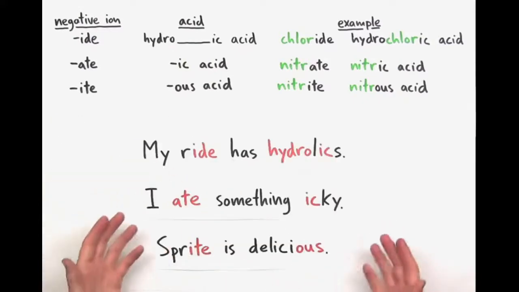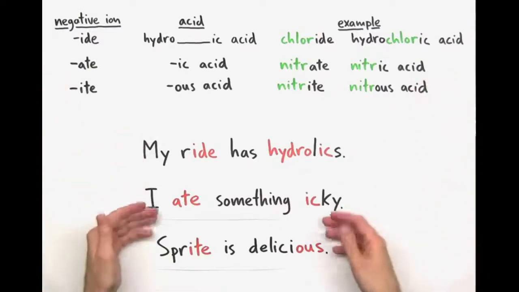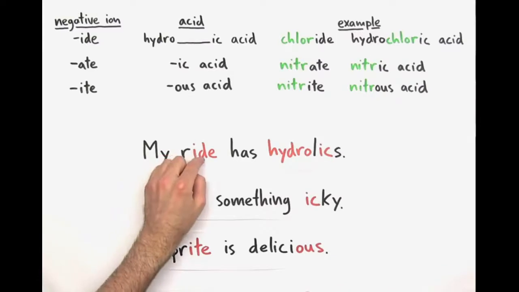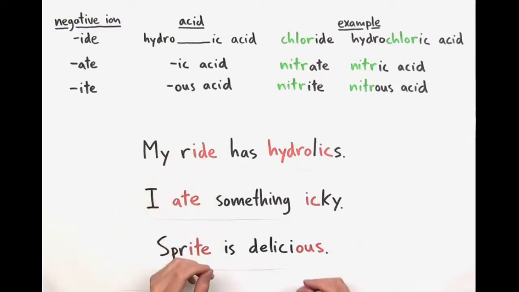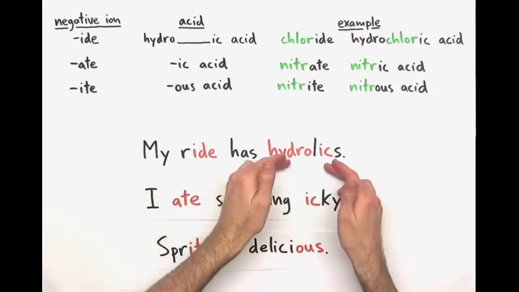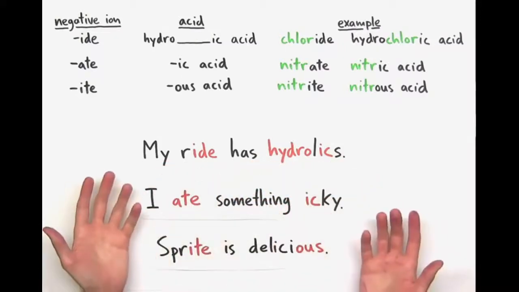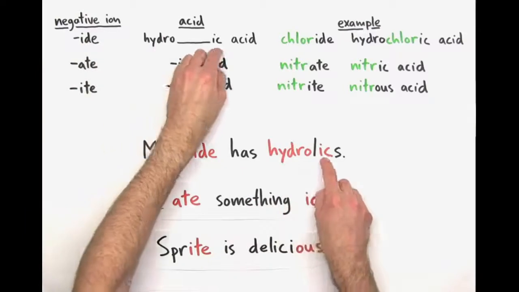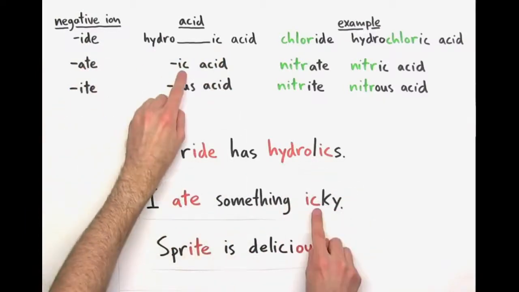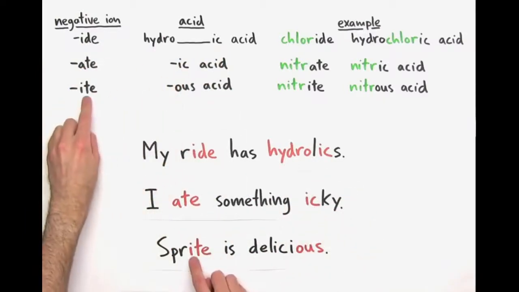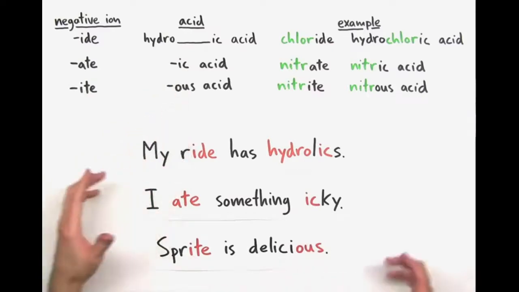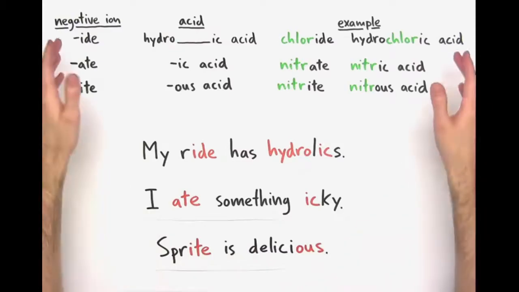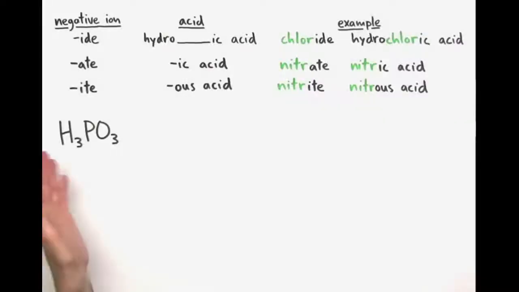acid. If you're having trouble memorizing these rules here, these mnemonics can be a great help. Each sentence gives you the end of a negative ion, and then it tells you what the name should be for an acid that contains that negative ion. So my ride has hydraulics, I ate something icky, and Sprite is delicious. So learn these sentences. The rules will just instantly stick, and honestly, you'll never forget them again.